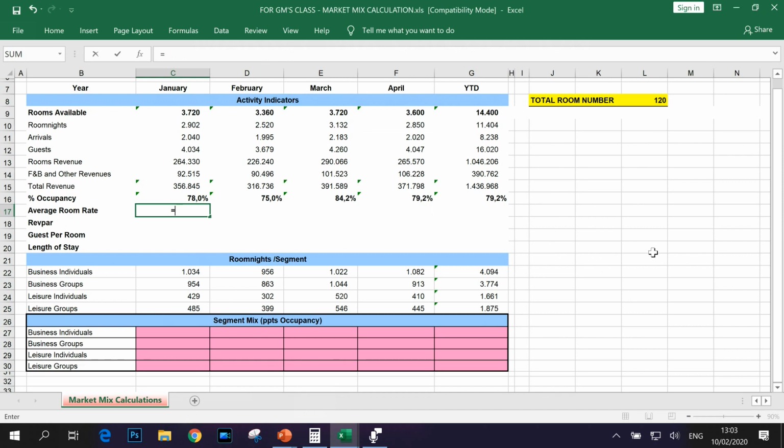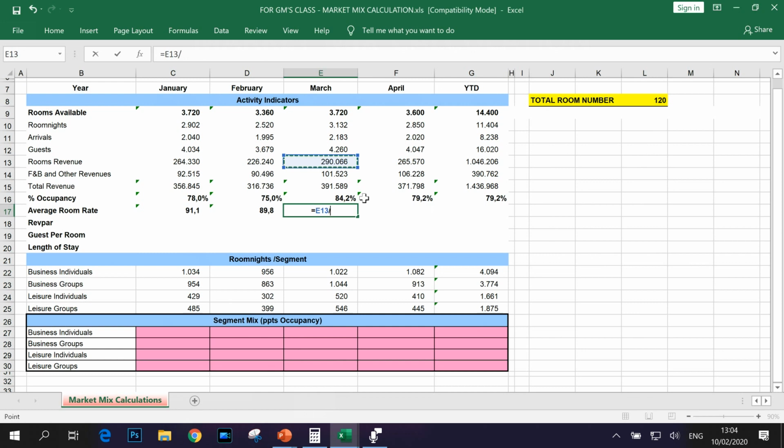total room revenue divided by number of rooms sold. On this occasion for January, our room revenue was $264,330 US, divided by the total room numbers sold, 2,902. That is our average room rate for January. Now February should be total room revenue $226,240 US divided by number of rooms sold, 2,520.